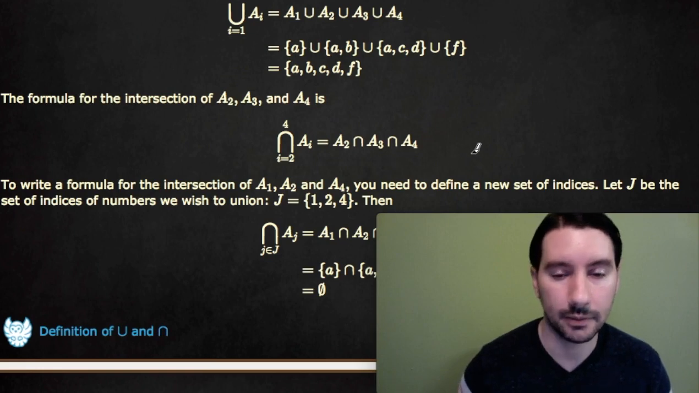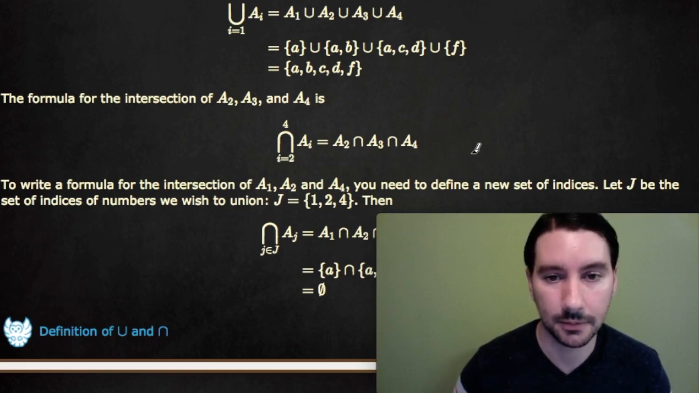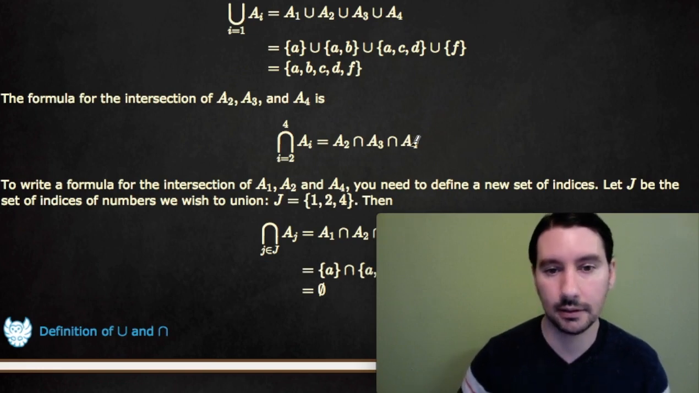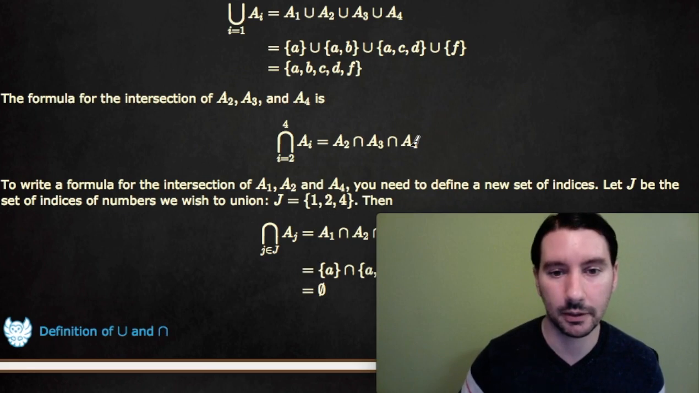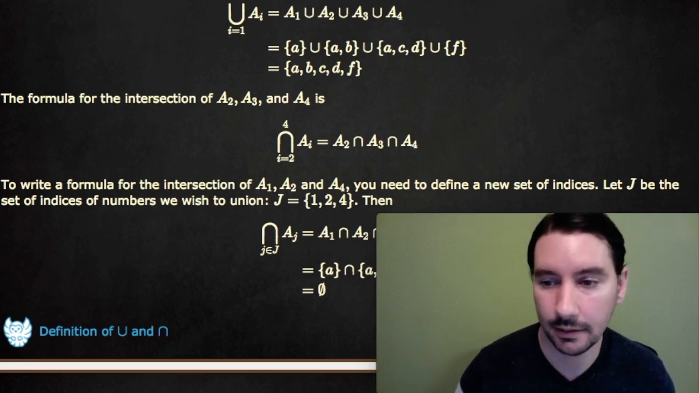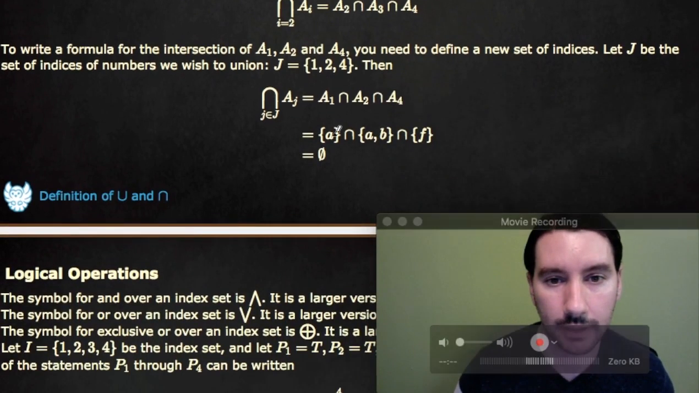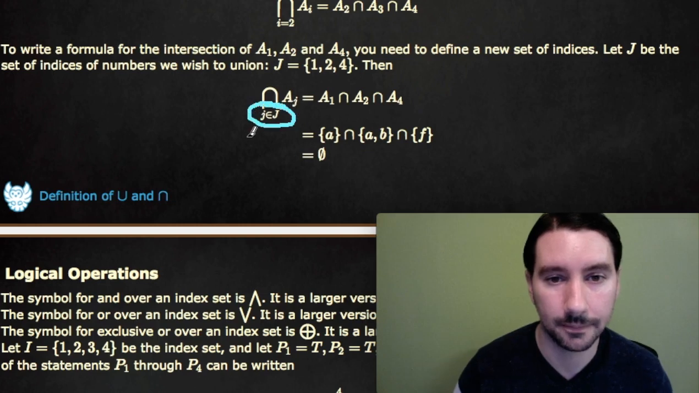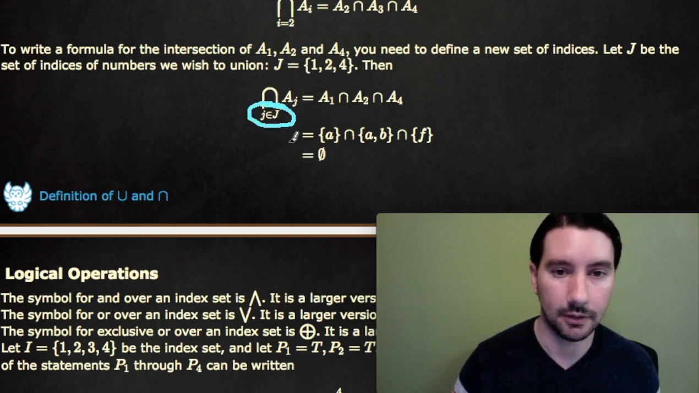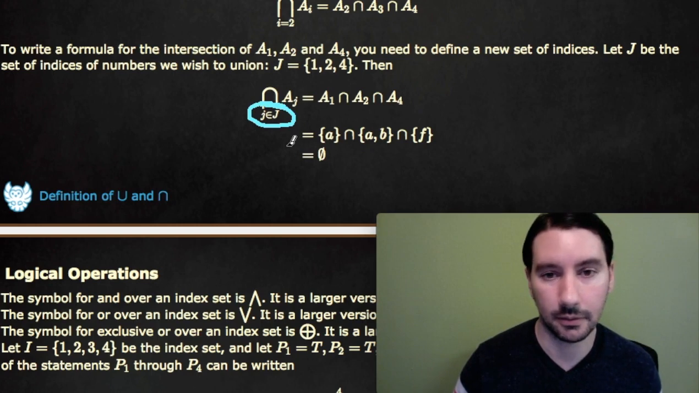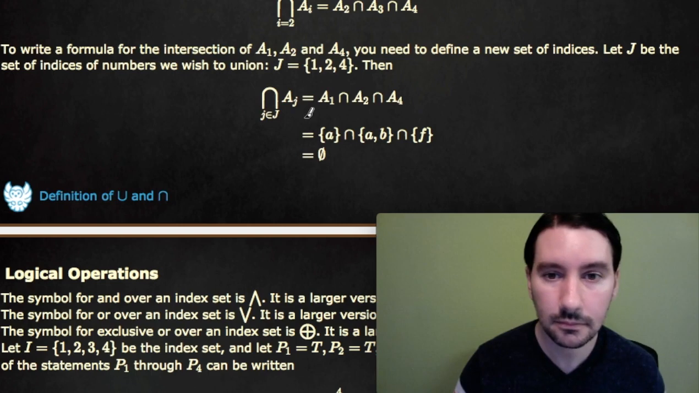And if we want to intersect over some subset of the index set, say we want to intersect 1, 2, and 4, so we can't write from 1 to 4 because we're skipping 3, then we can define the set J as the subset 1, 2, 4, and just say intersect over all J in J. Of course, this notation doesn't have an ending point, and there's not really a starting point either, it's just saying intersect over the J in J. In this case we would have A1 intersect A2 intersect A4, or A intersect AB intersect F, which is empty.